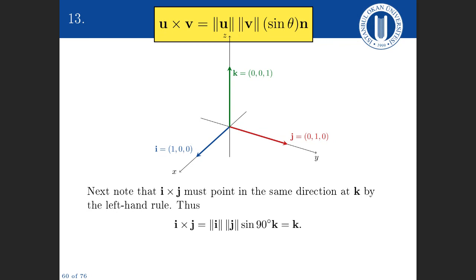So i cross j must be norm of i, norm of j, sine 90 degrees, because the angle between i and j is 90 degrees, and then the unit vector we're using is k. What's the norm of i? That's just 1. What's the norm of j? That's just 1. What is sine of 90 degrees? It's just 1. So we end up with just k. And then immediately we have that j cross i is minus i cross j, or minus k.